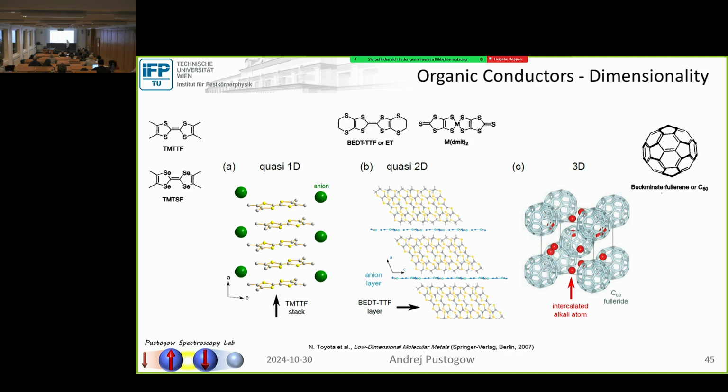Because if you can only go up and down, you have 2 nearest neighbors. If you can go left, right, and front, back, you can have 4 nearest neighbors. And if you have 3-dimensional systems, in a cubic case, you have 6 nearest neighbors. So naturally, the bandwidth is larger if you are higher dimension, and then you just have a common metal. But the correlations are typically only there if you have a small bandwidth, and this we want to achieve to realize this physics.